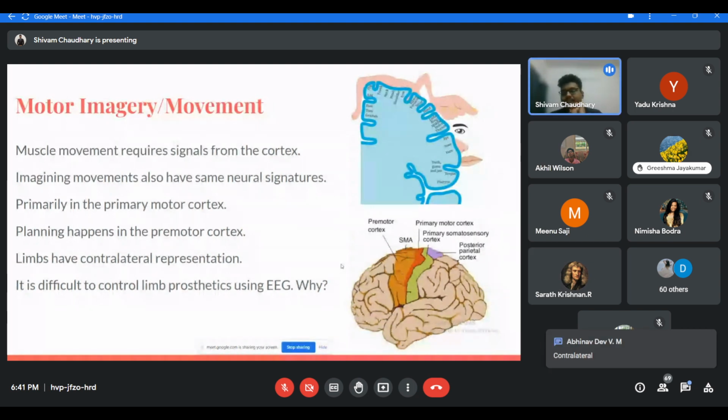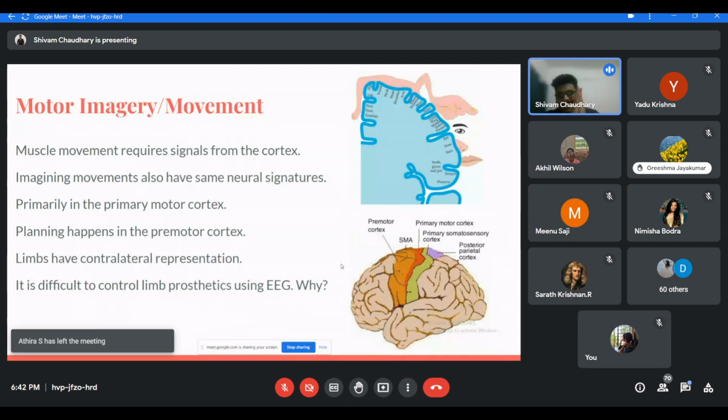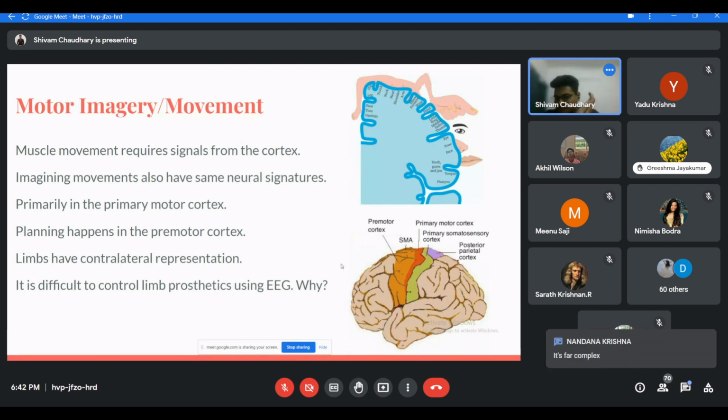Okay, so I think I have to modify the question a bit because I think I'm not clear. It is difficult to control your feet prosthetics, your leg prosthetics, using EEG. Why do you think that is? I'll wait for 10 more seconds, then I will tell the answer myself.